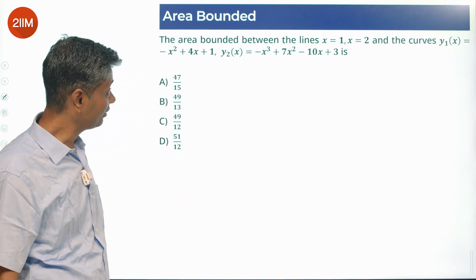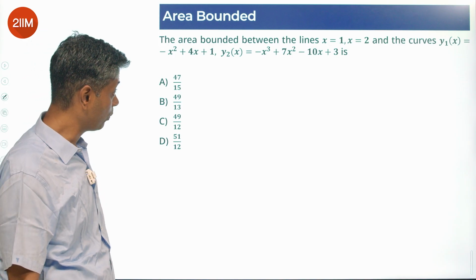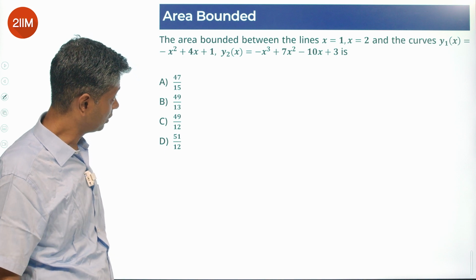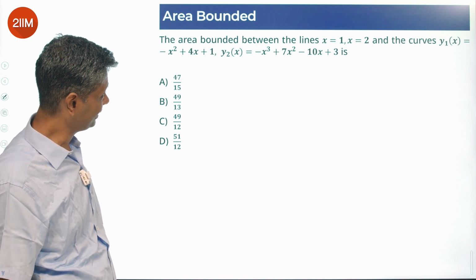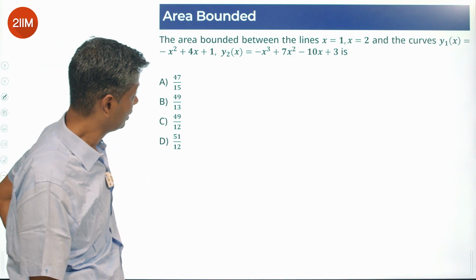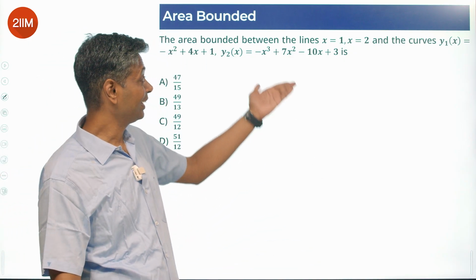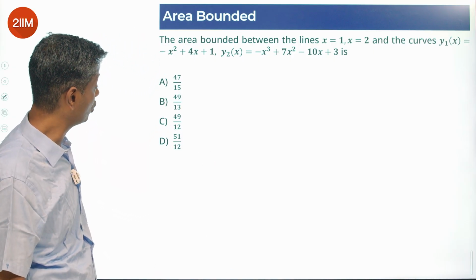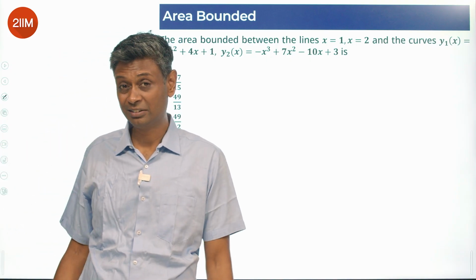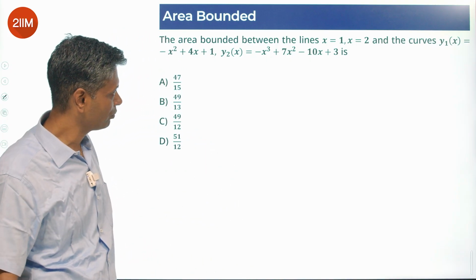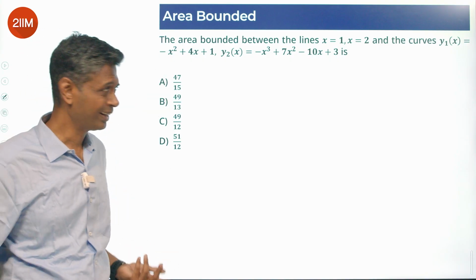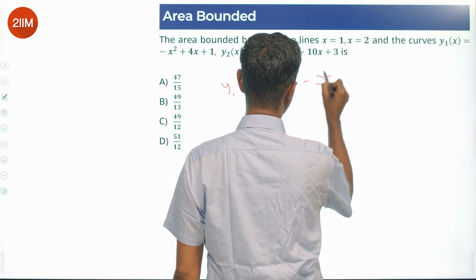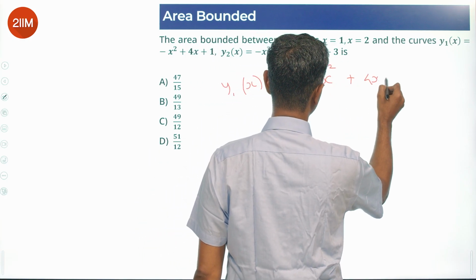The area bounded between the lines x equal to 1 and x equal to 2 for the curves y1 of x equals minus x square plus 4x plus 1, y2 of x equals minus x cube plus 7x square minus 10x plus 3. First of all, I would like to see here, are there some obvious roots for this? y is minus x square plus 4x plus 1. Doesn't look like they get factorized in any easy form. This I know I can draw the curve. Let's attack that.